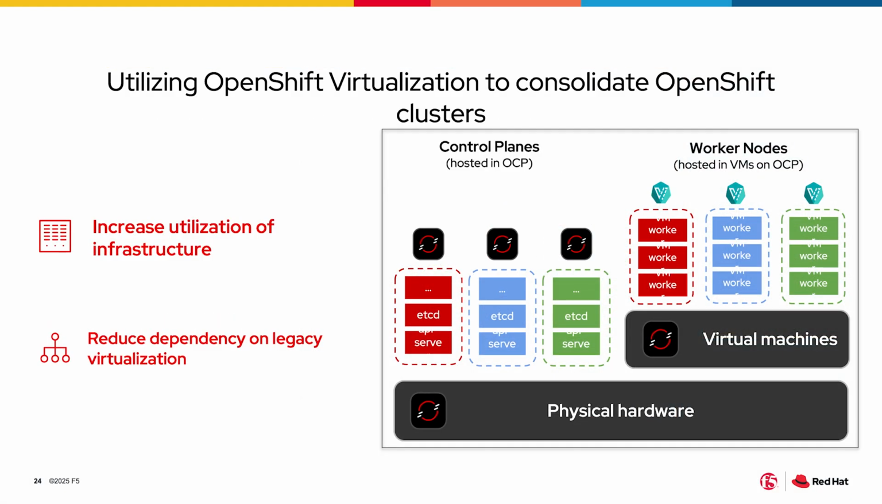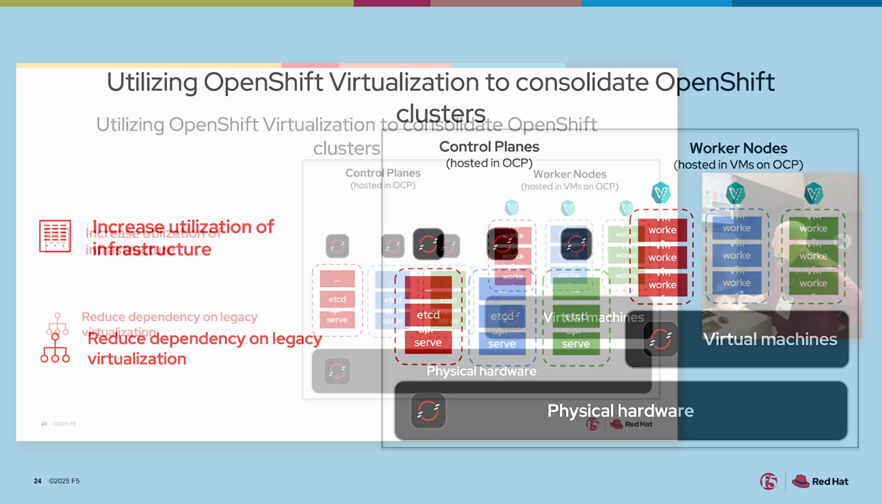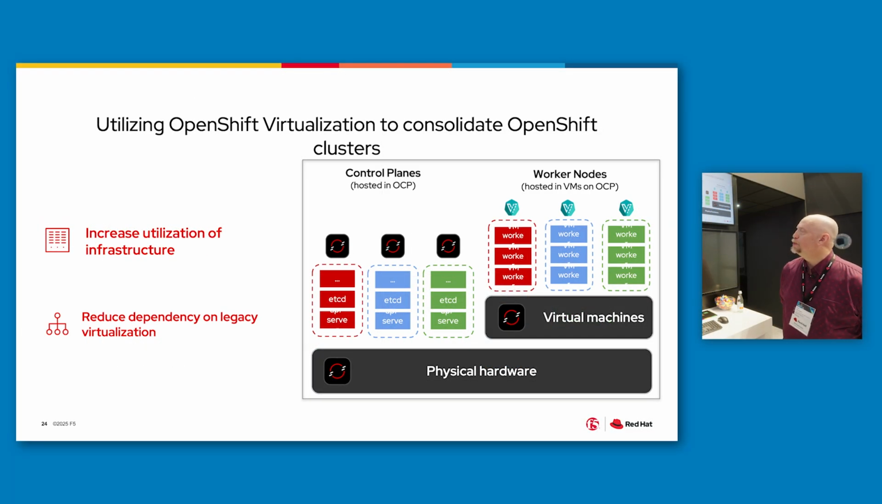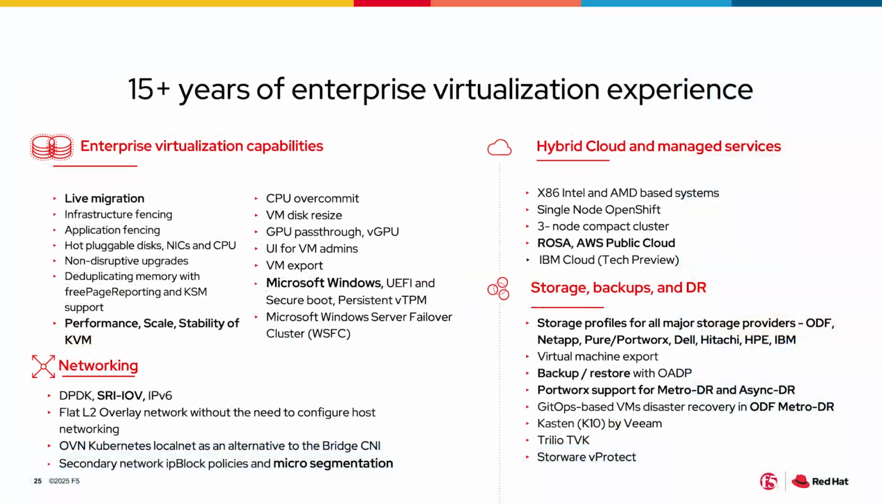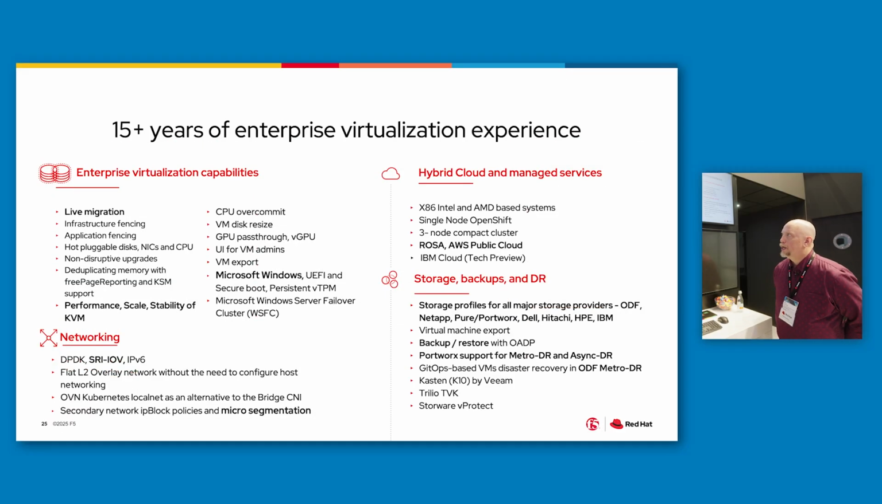So this is a little bit more about how the OpenShift application layer works and how you can create both worker nodes in virtual machines or on bare metal. So again, with Red Hat, we've got over 15 years of virtualization experience and a lot of capabilities around virtualization, networking, hybrid cloud and managed services, as well as a complete ecosystem for storage and backups, disaster recovery.